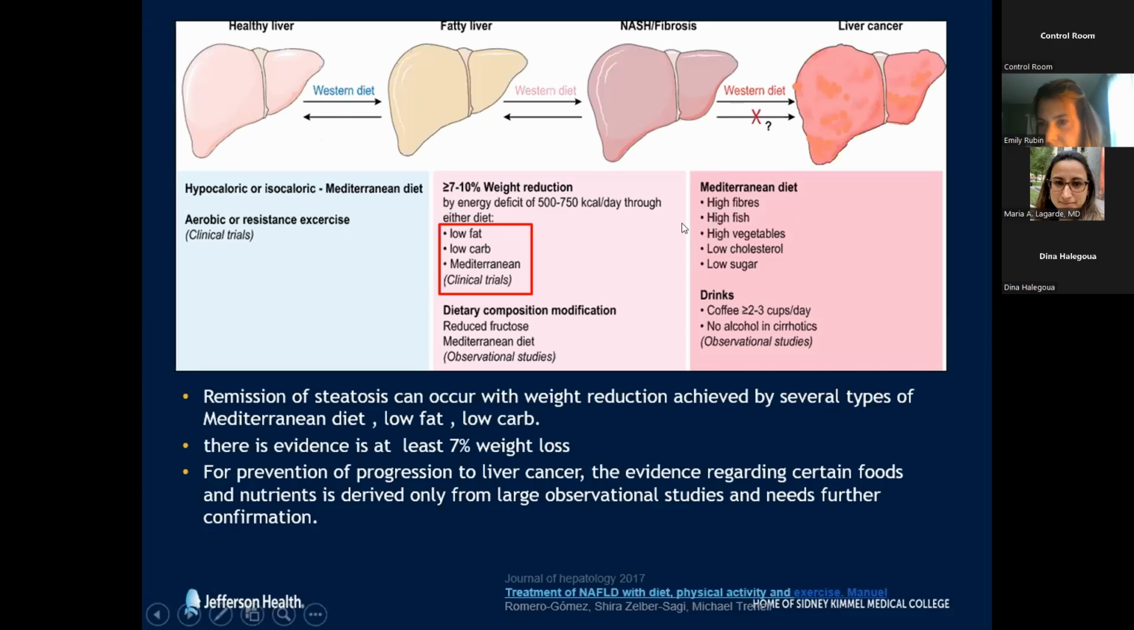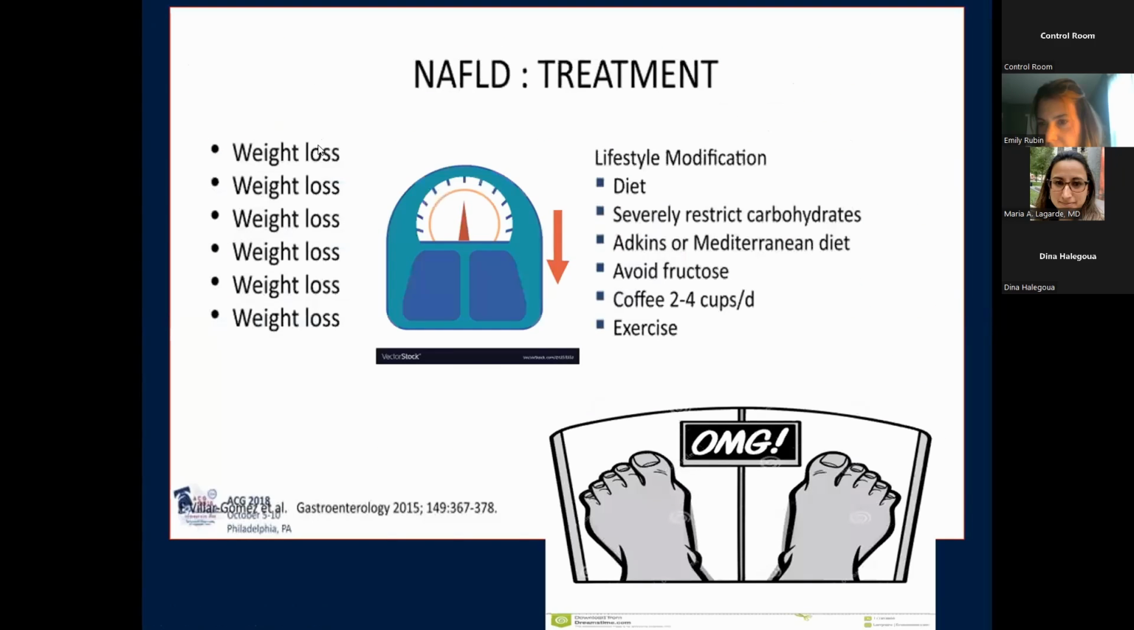And the Mediterranean diet, which we're actually going to talk about, is the high fiber diet: eating more fish, more vegetables. It's a lower cholesterol, low sugar diet. The only time fatty liver can't be reversed, and I don't know if we will get into that, is if it turns into a sort of liver cancer, then it's a little bit of an issue. So again, the treatment: weight loss, weight loss, weight loss. So again, it's a lifestyle modification diet.